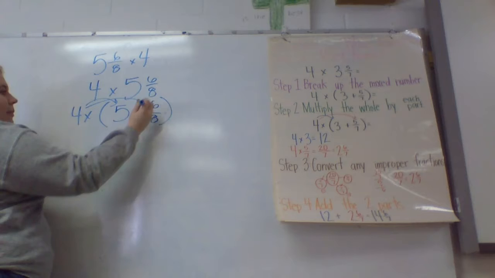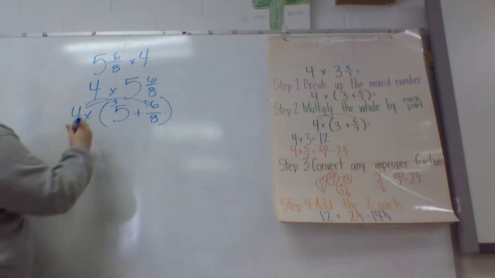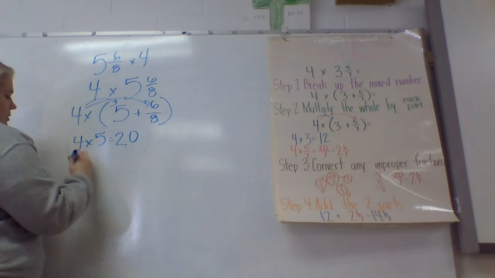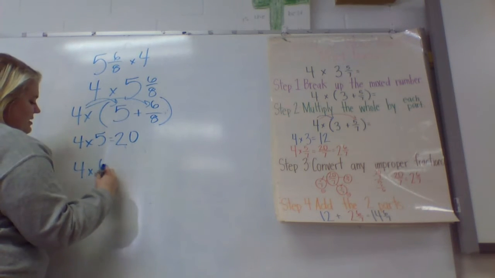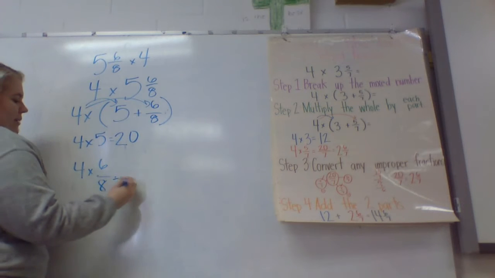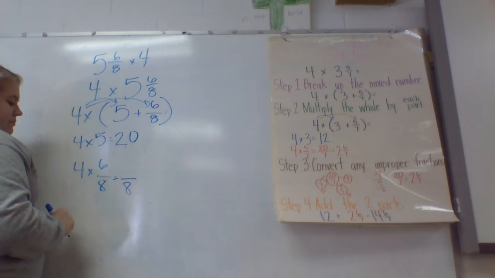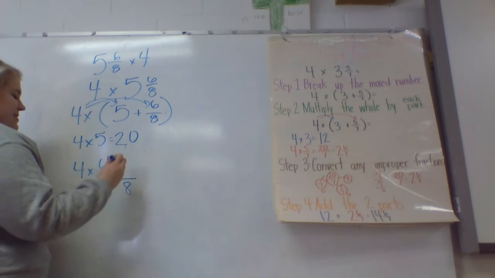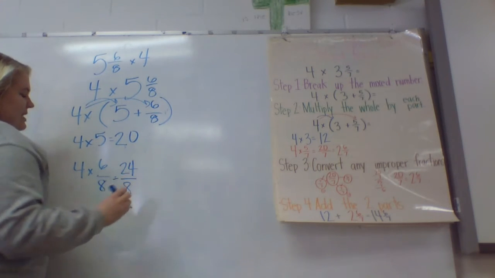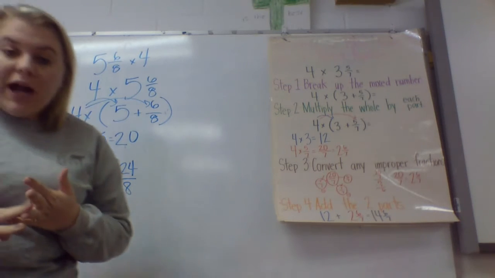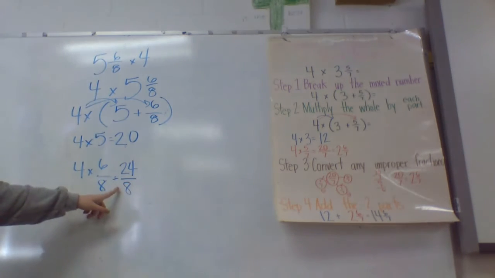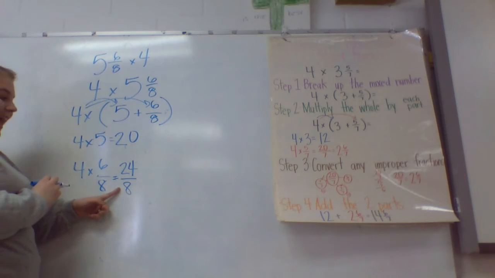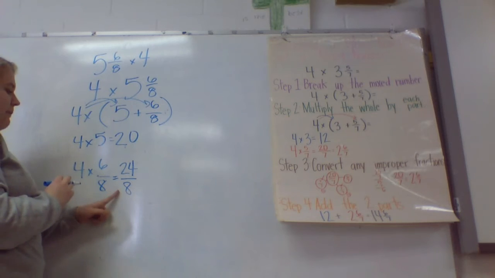Now I need to multiply my whole number to both of those. So 4 times 5 equals 20. 4 times 6/8. Okay, my denominator stays the same, and I'm going to multiply my whole number times my numerator. 4 times 6 equals 24. Okay, 24/8. Proper or improper? We know that it is improper, so we need to convert 24/8 to a mixed number.